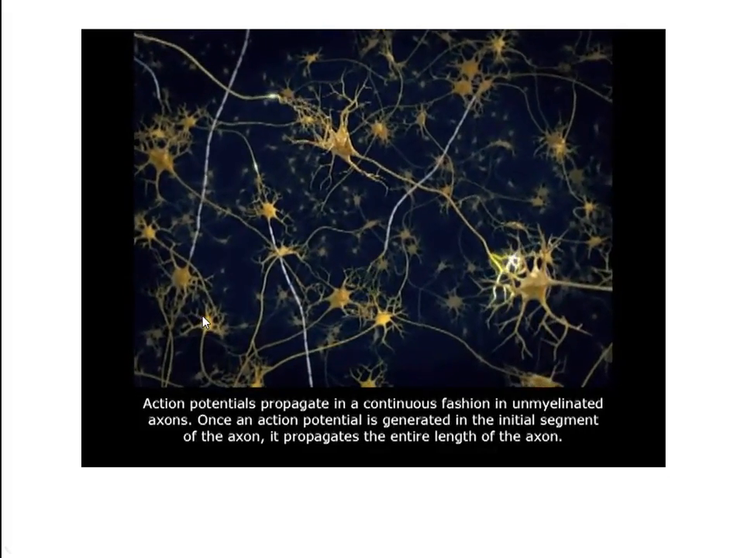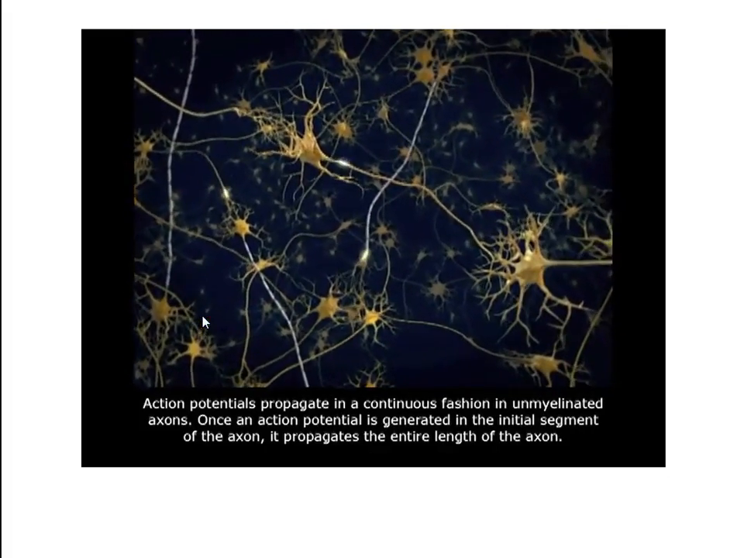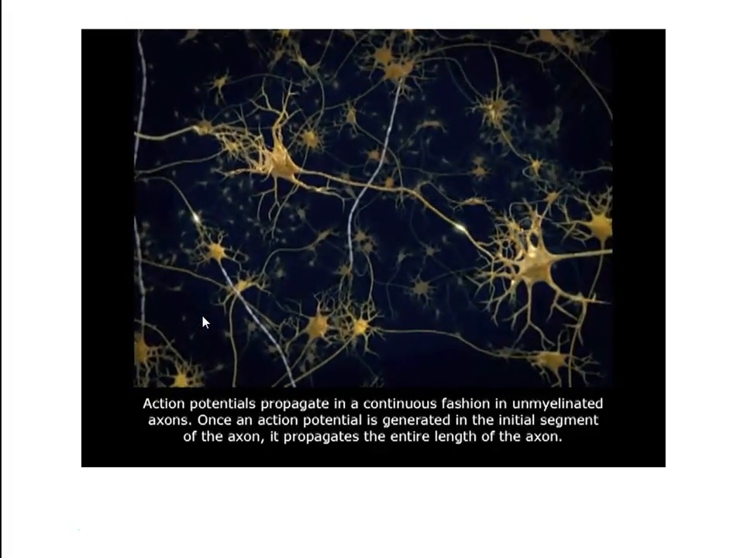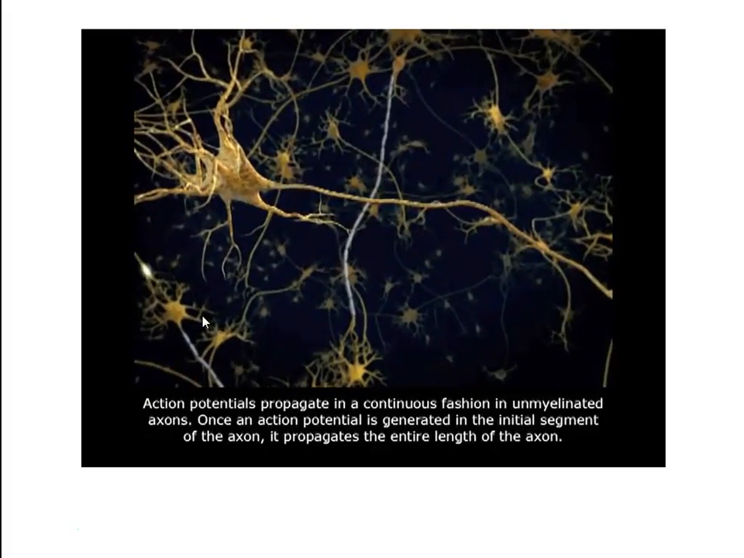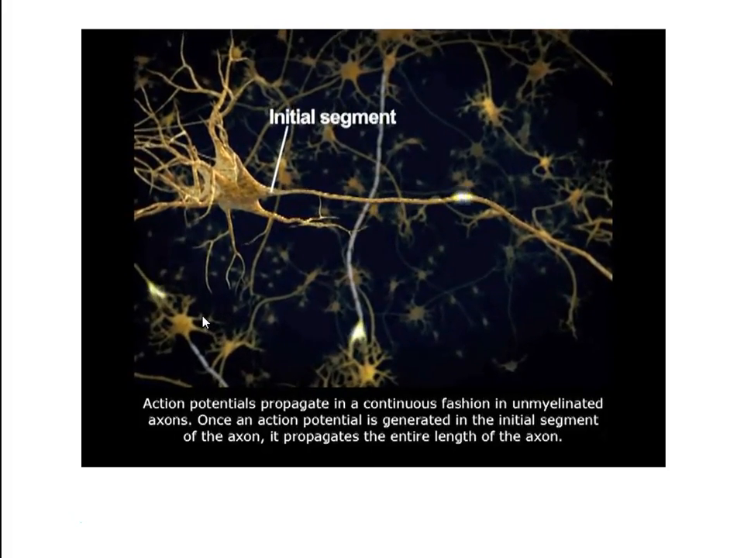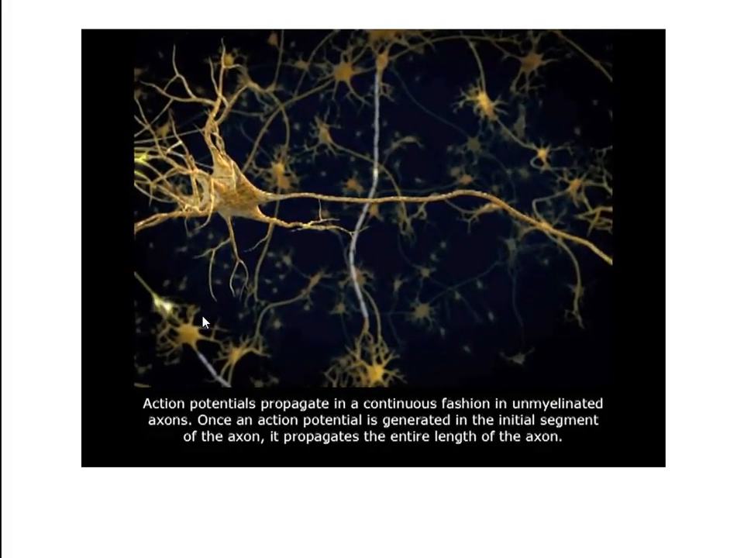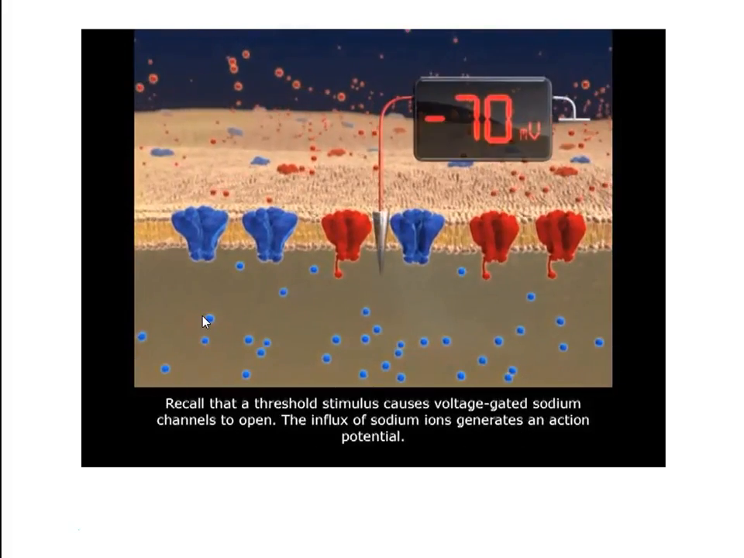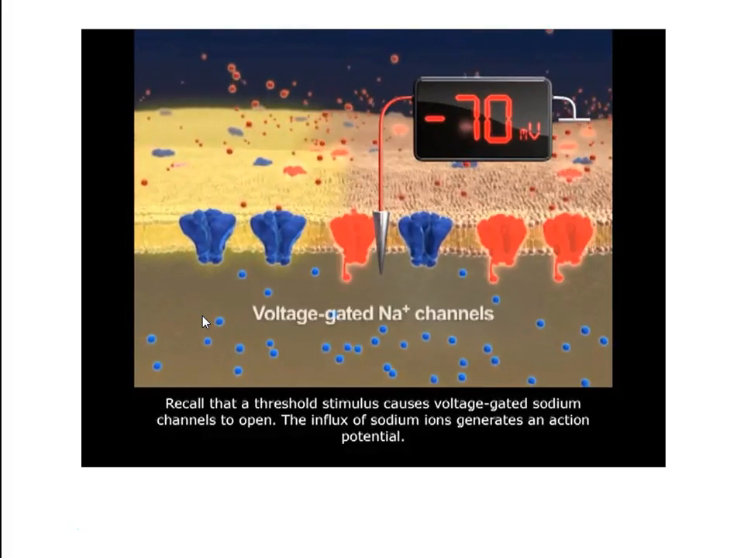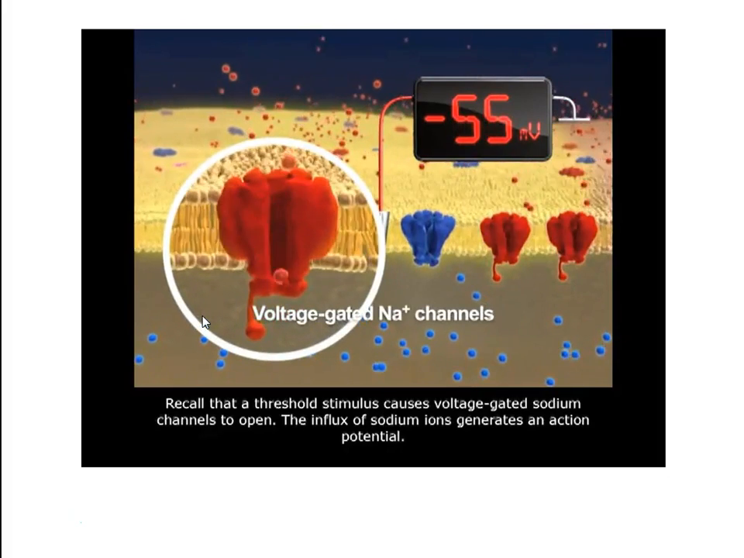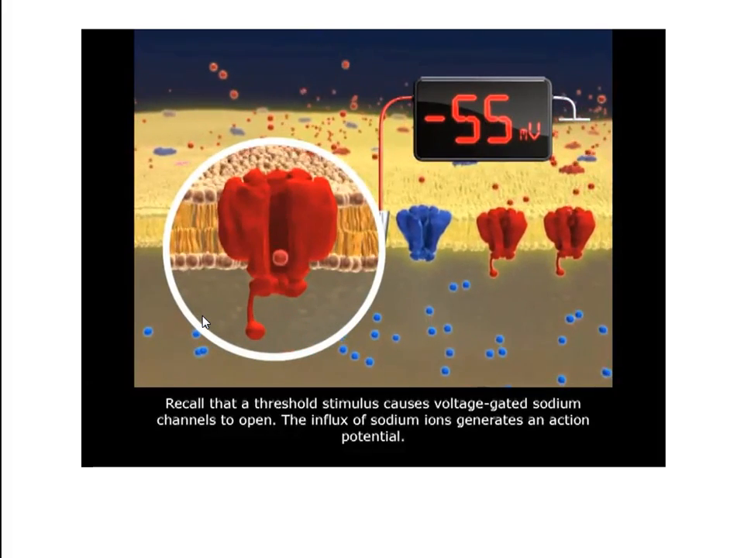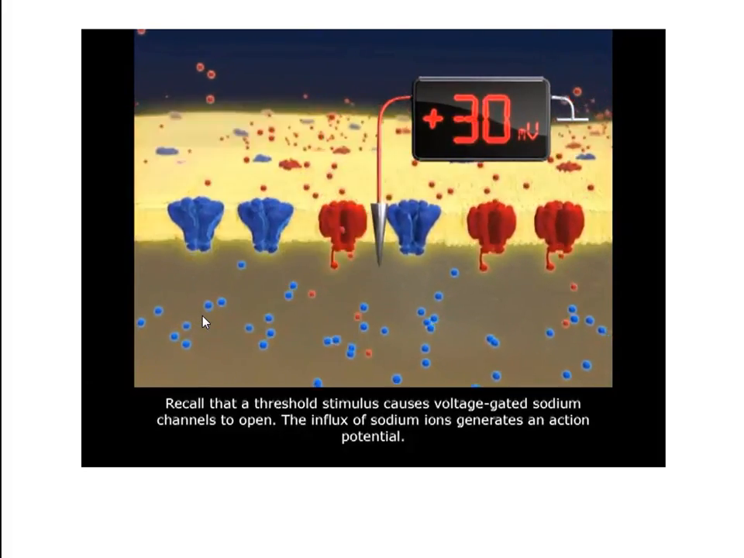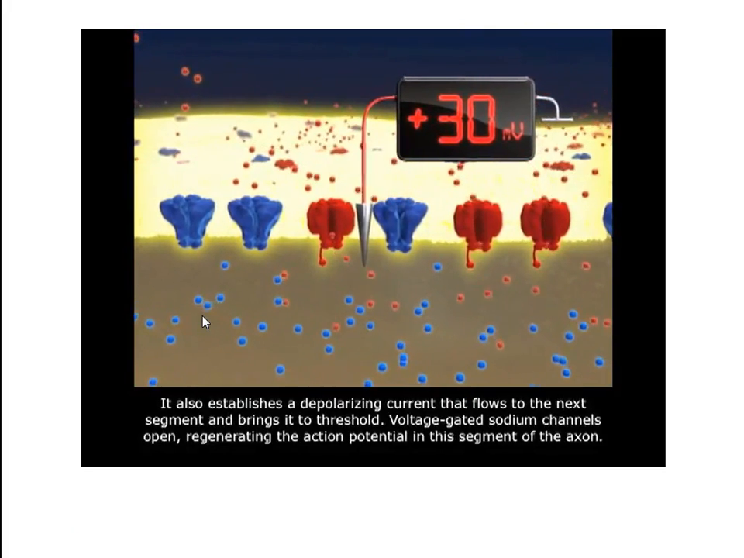Action potentials propagate in a continuous fashion in unmyelinated axons. Once an action potential is generated in the initial segment of the axon, it propagates the entire length of the axon. Recall that a threshold stimulus causes voltage-gated sodium channels to open. The influx of sodium ions generates an action potential.